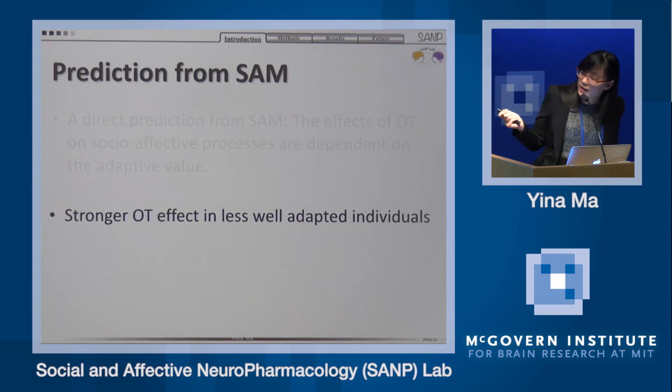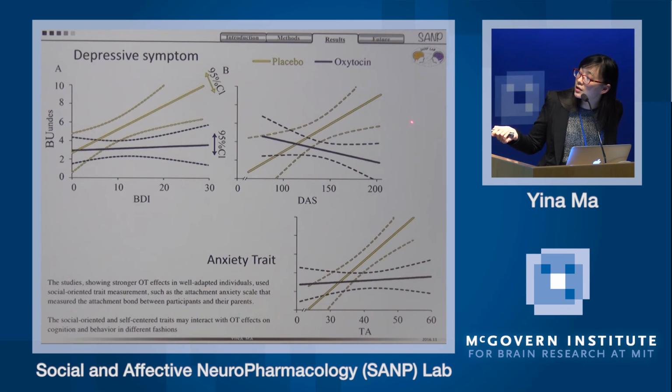And what we can see here is that indeed we find individuals' depressive symptom and also their anxiety trait modulated the effect of oxytocin on the optimistic bias. We show that oxytocin effect are only observed in the individuals who have higher score in the depressive symptom or have a higher score in the anxiety trait. But if we look at the individuals who have lower anxiety or depressive symptom, there's actually no oxytocin effect.